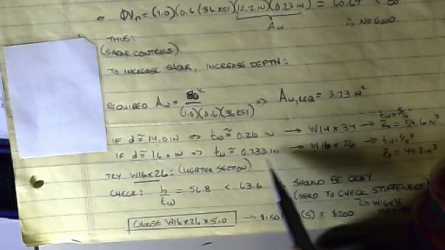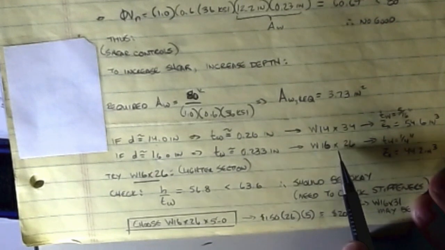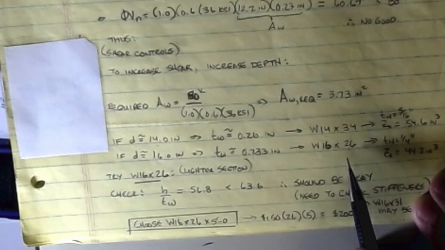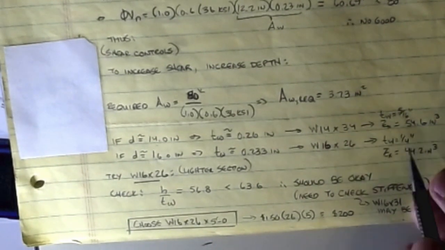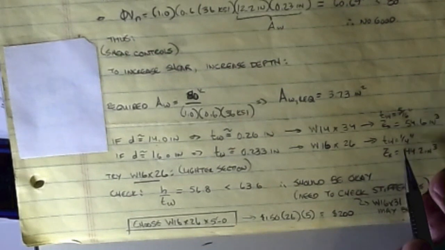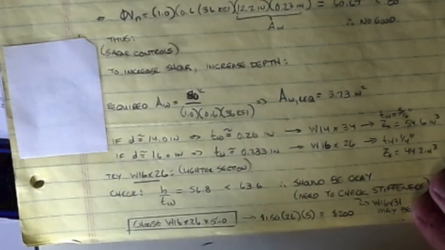Okay, and so to make this one work, I can get away with a 16 by 26 as my particular beam shape. TW is 1 1/4 of an inch, and then ZX is 44.2 inches cubed. All right, so we're going to try our W16 by 26 because clearly it's lighter, so it's more economical.